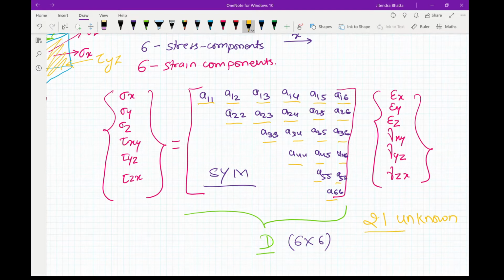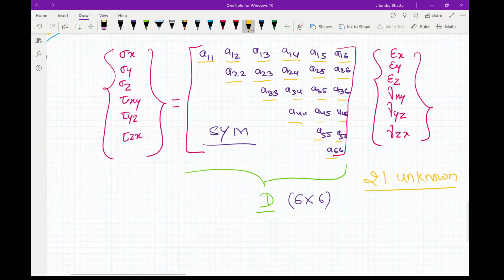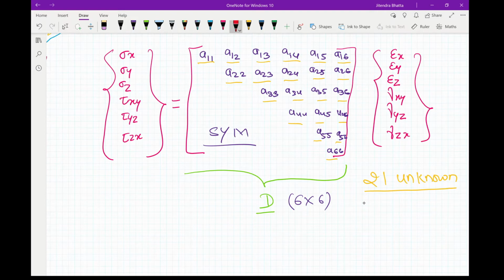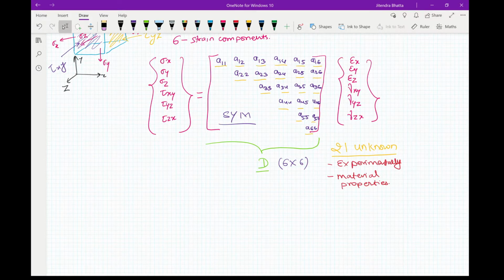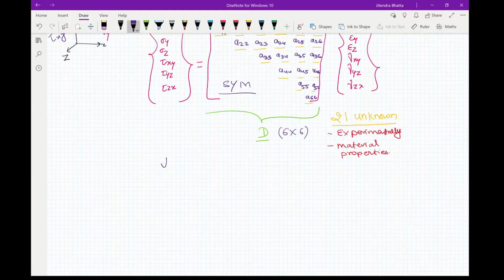I'm saying these are unknowns because you have to obtain these values experimentally and they are dependent upon material properties. So these values will be different for different materials. For steel it will be different, for wood it will be different, and so on. This is also known as generalized Hooke's law. We can write this in this form: sigma, the stress vector, equals D matrix times the strain vector.